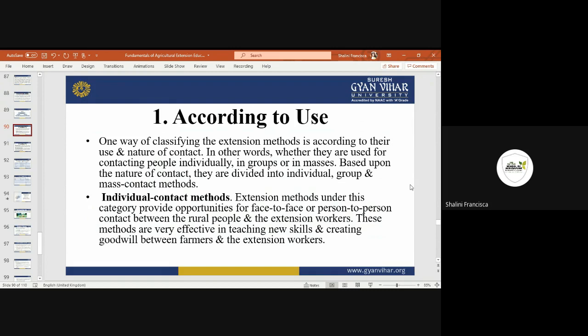So sometimes they first enter the village and explain to the panchayat, and the sarpanch of that panchayat is the main person who understands the fact, like this is the thing I need to work upon, or this is the new concept I have brought, this is the program. Plus, it means they are contacting individually, then understanding the local problem, they need to have contact with other people also. These methods are very effective in teaching new skills and creating goodwill between farmers and the extension worker.